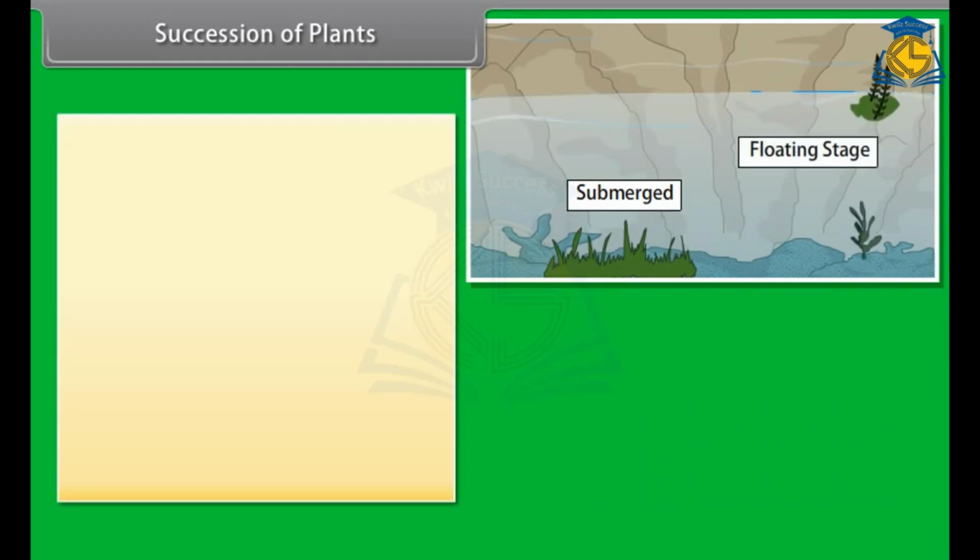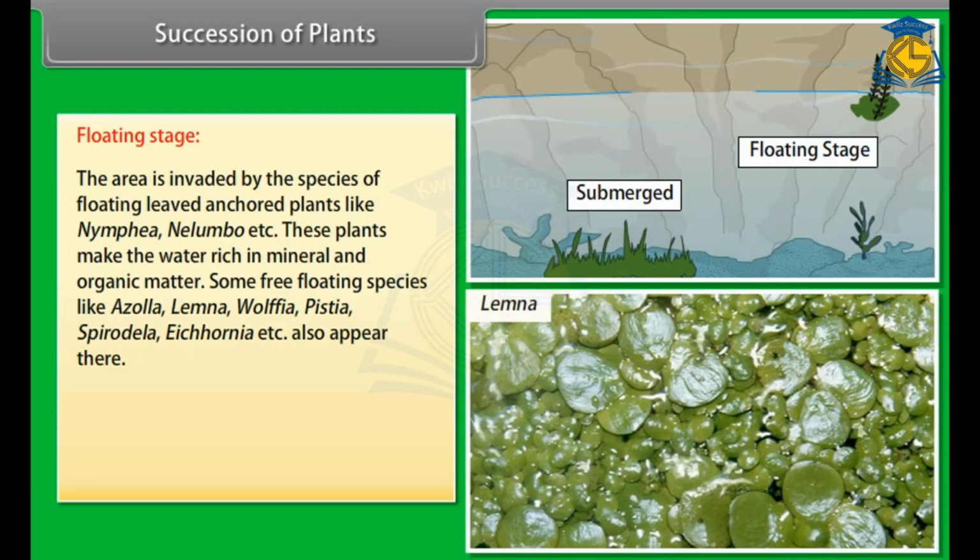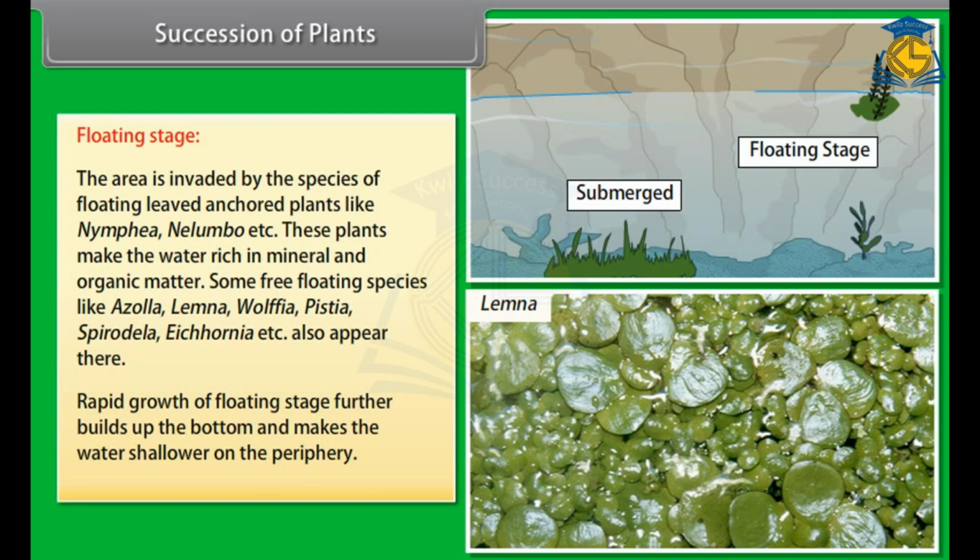Floating stage. The area is invaded by species of floating-leaved anchored plants like Nymphaea, Nelumbo, etc. These plants make the water rich in minerals and organic matter. Some free-floating species like Azolla, Lemna, Wolffia, Pistia, Spirodela, Eichhornia, etc. also appear there. Rapid growth of the floating stage further builds up the bottom and makes the water shallower on the periphery.